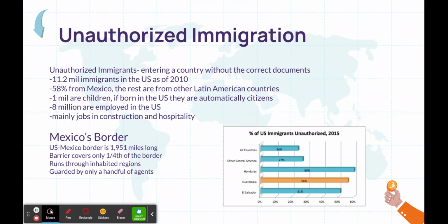Mexico's border. The US and Mexico border is 1,951 miles long. The barriers cover only one-fourth of the border. This border runs through inhabited regions, and it is also guarded by a handful of agents and Border Patrol.